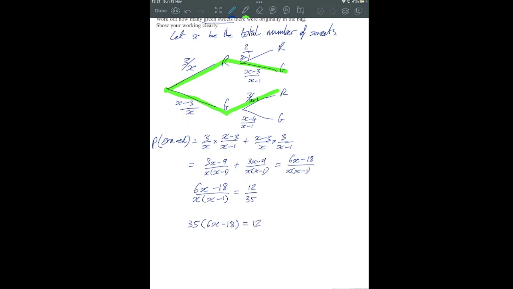I'm also going to multiply up by the x minus 1. That gets rid of the x minus 1 on the left. This is starting to look more and more like a quadratic. It's now a job of expanding everything out, moving everything to the same side, and then trying to solve.